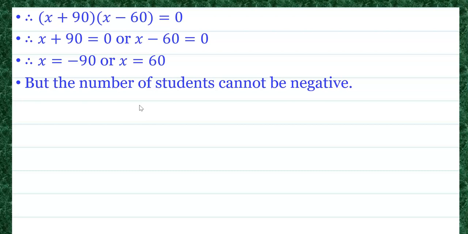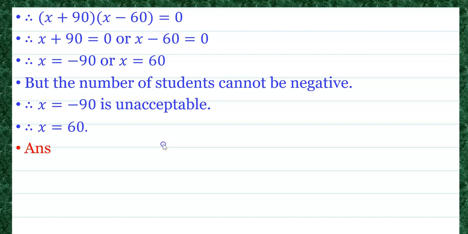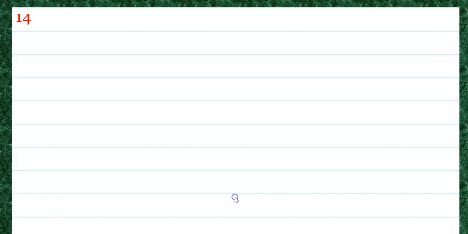But the number of students cannot be negative. Therefore, x is equal to minus 90 is not acceptable, and therefore x is equal to 60. Therefore, the number of students is 60. Okay. Now, the next example.